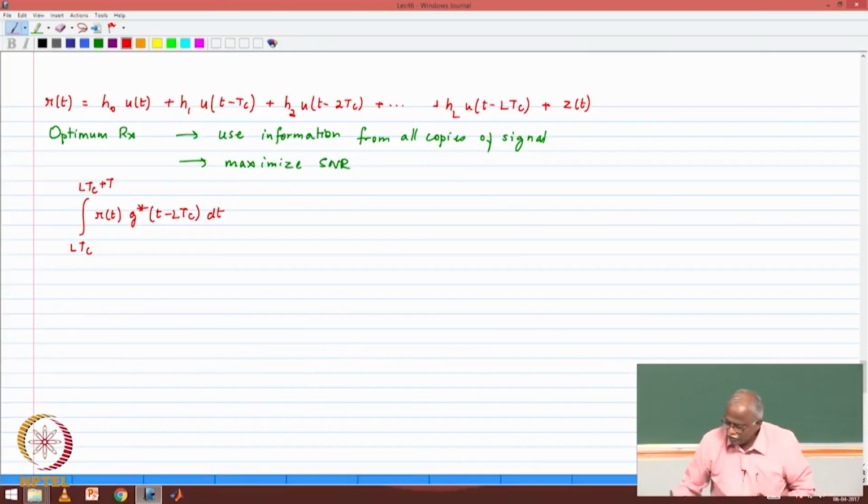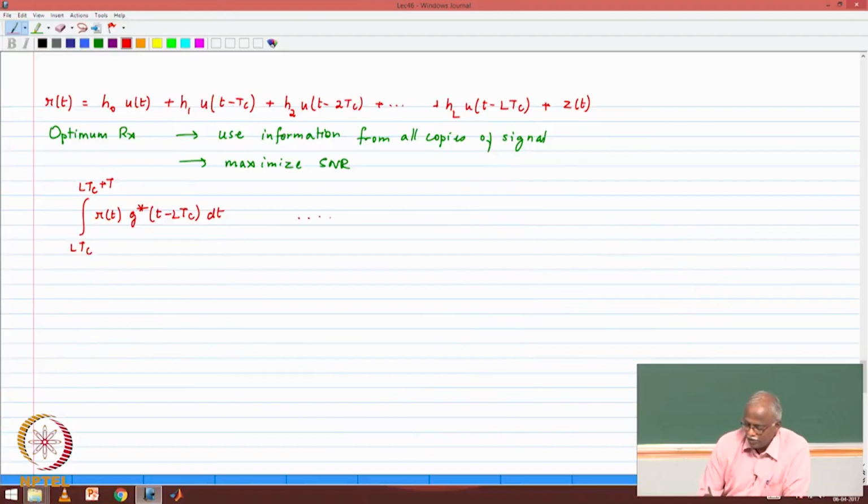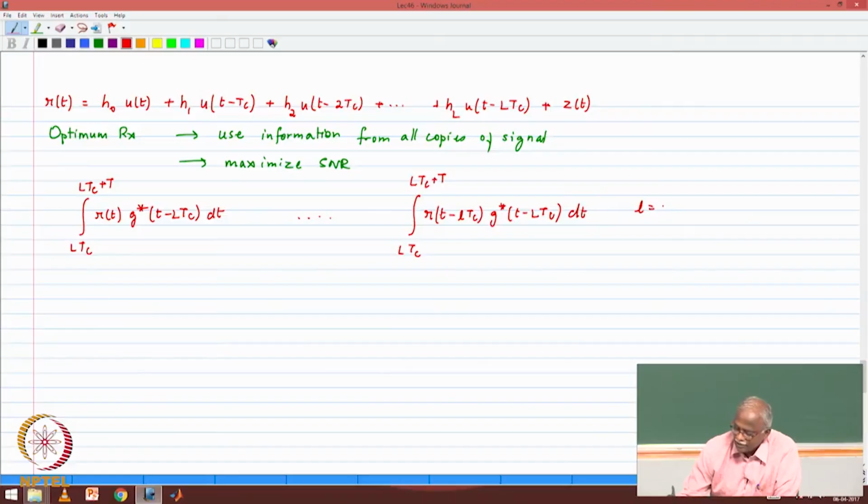And if you go down the order, the reason it was r of t is because there were no delays. If I go further down in the delay chain, that means this dot dot dot says along the delay chain, you will get terms of the following: LTc to LTc plus T. It will no longer be r of t, but it will be r of t delayed by some multiple of Tc, LTc. But the rest of the expression is the same, g star of t minus LTc dt, and L is equal to 1 all the way to uppercase L.